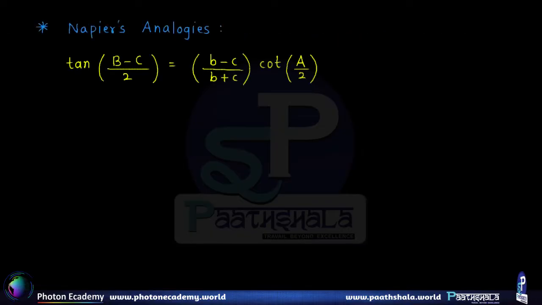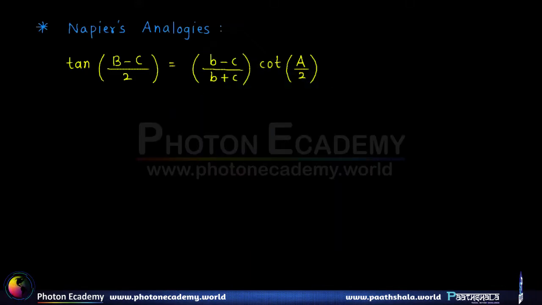Now we study the last application of sine rule and cosine rule, which is called Napier's analogies. Here the result states that in any triangle ABC, tan of (B minus C) upon 2 is equal to (b minus c) upon (b plus c) into cot of A by 2. Now to prove this result, we start off with the right hand side.